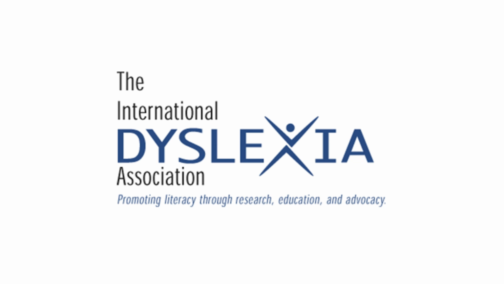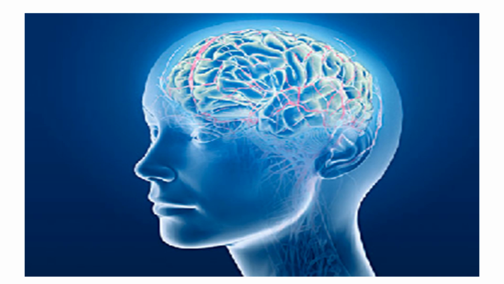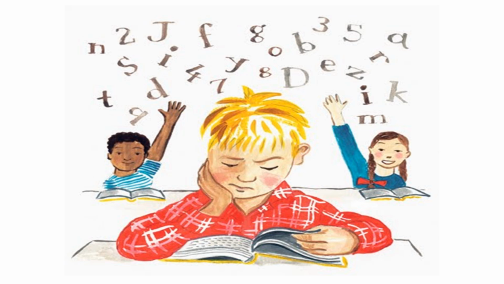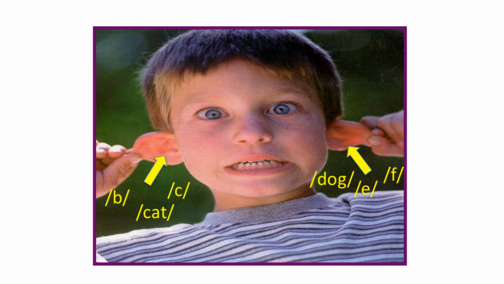The International Dyslexia Association, or IDA, is the largest organization that promotes research, education, and advocacy related to dyslexia. The IDA defines dyslexia as a specific learning disability that is neurobiological in origin, and that is characterized by difficulties with accurate and/or fluent word recognition, and by poor spelling and decoding abilities. These difficulties typically result from a deficit in the phonological component of language.